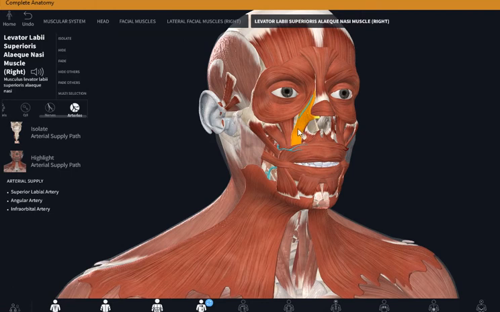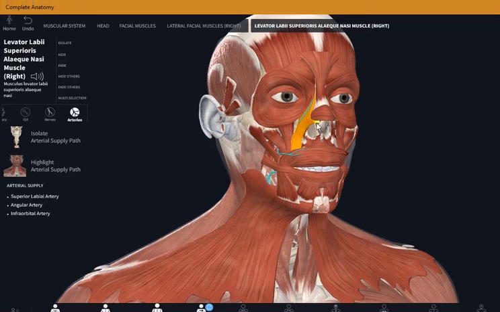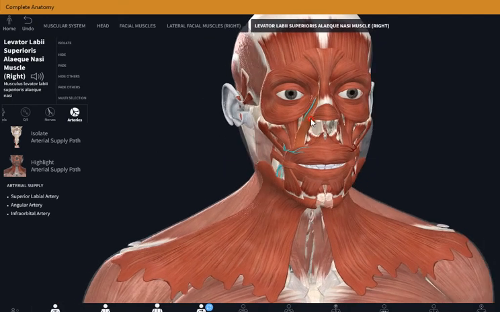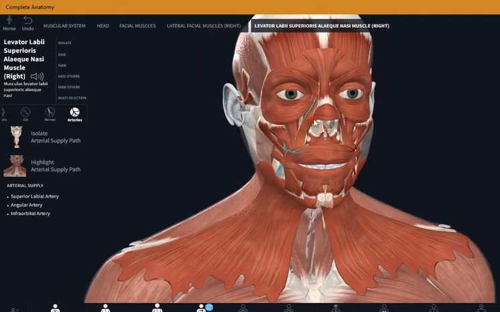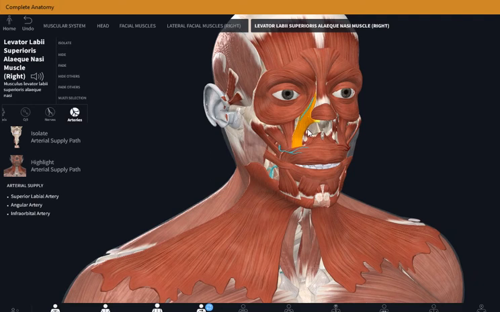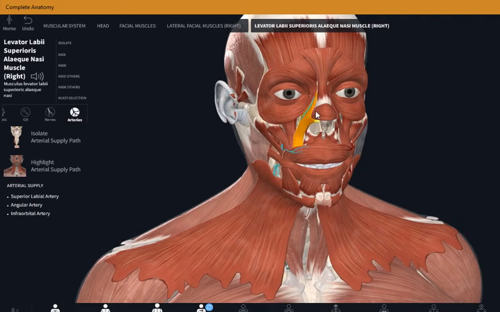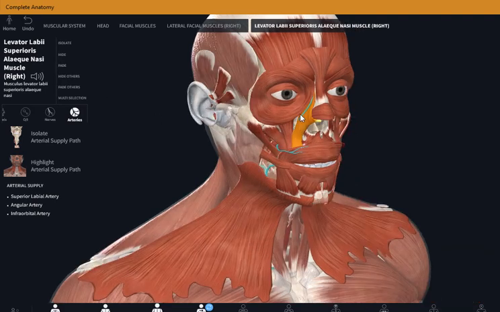This muscle here is the levator labii superioris alaeque nasi. It should not be forgotten. So we have two levator labii superioris: one which is medial and one which is lateral. The medial one is called the levator labii superioris alaeque nasi muscle, while the lateral one is just the levator labii superioris.